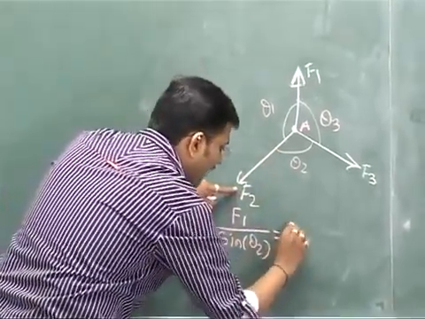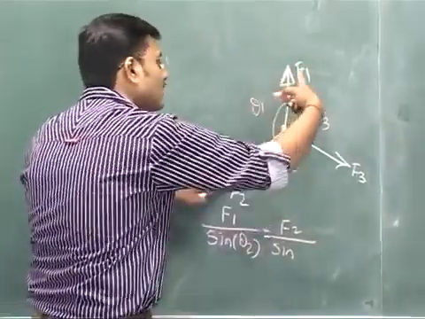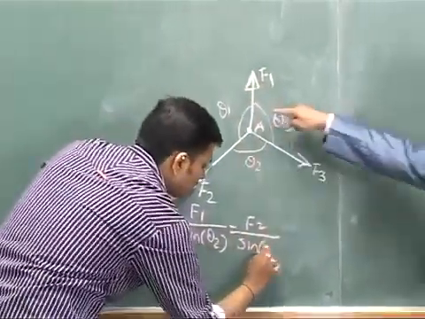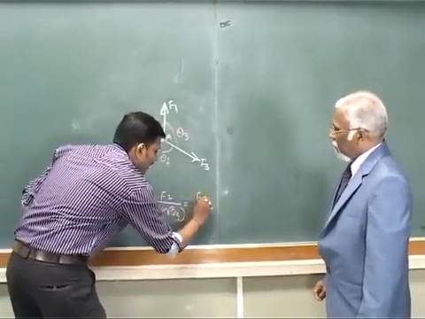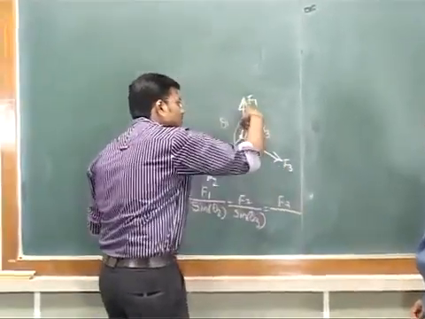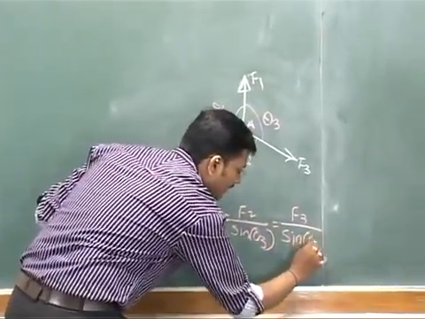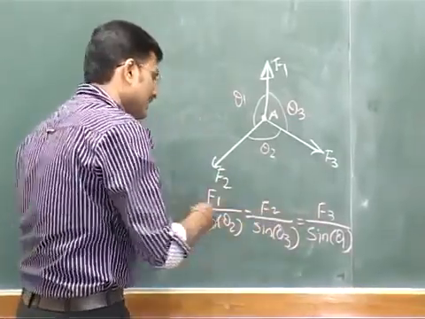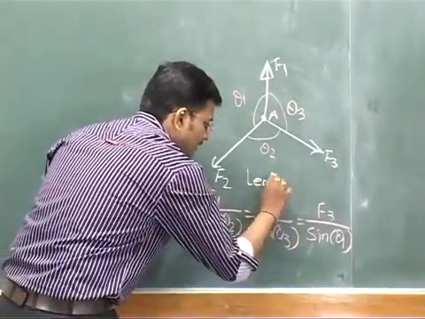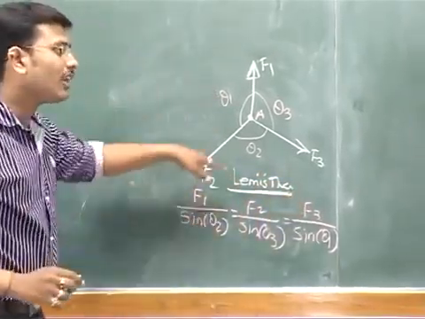So when you take F2, the sine of the angle between F1 and F3, so in between these two, sine of theta 2. Yes, sir. So F3 divided by sine of theta 3, and if you are taking this force, the angle between F1 and F2 is important, so sine of theta 1. So this ratio remains constant. That is nothing but Lami's theorem. It is also called the sine rule or Lami's theorem.